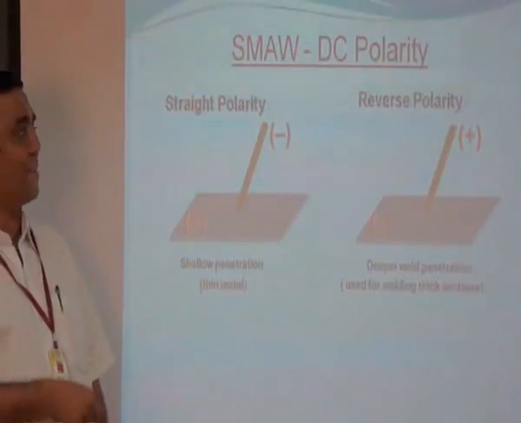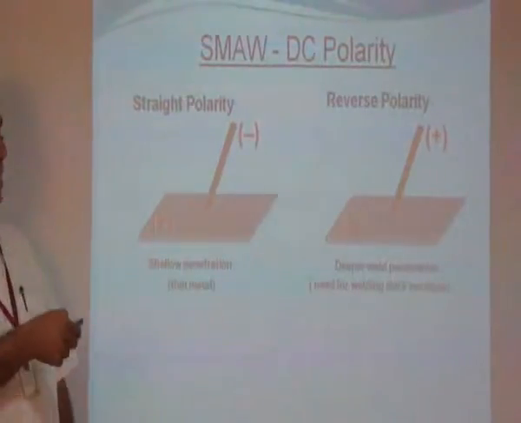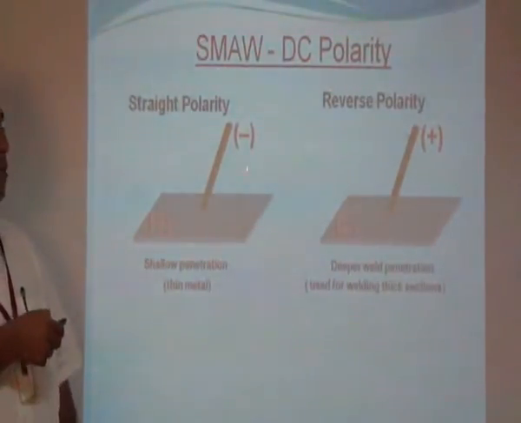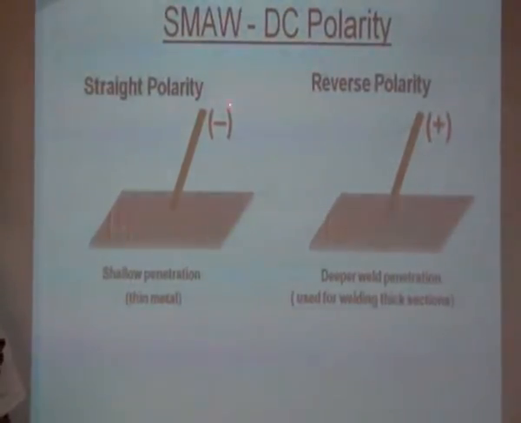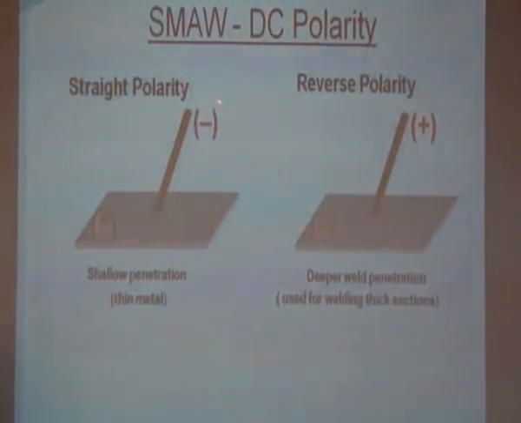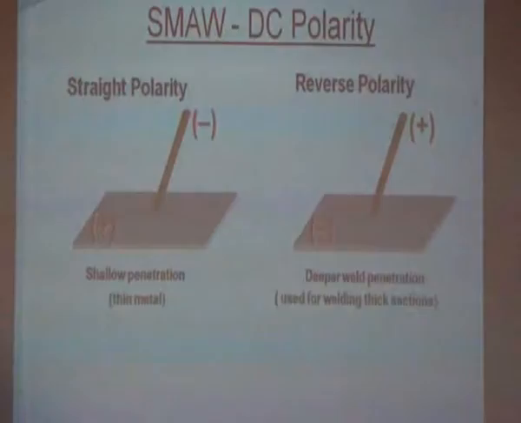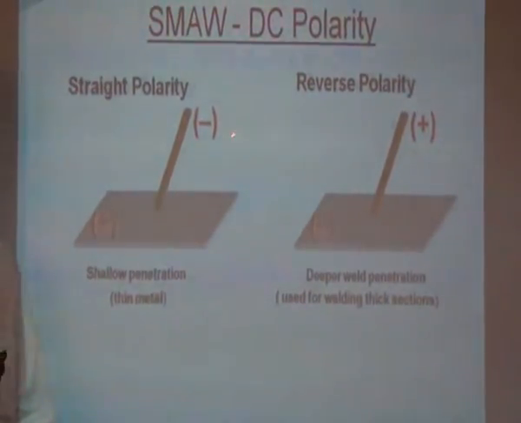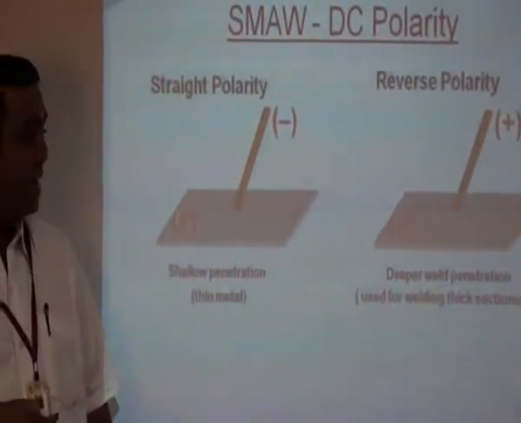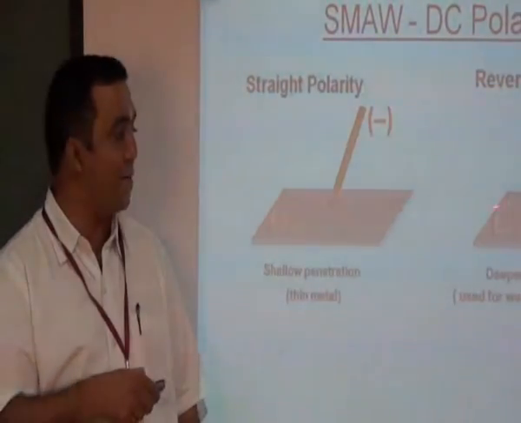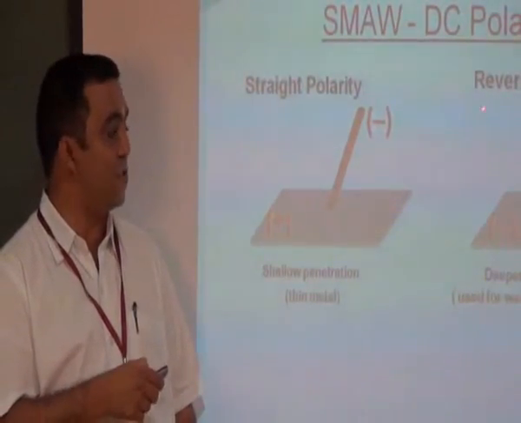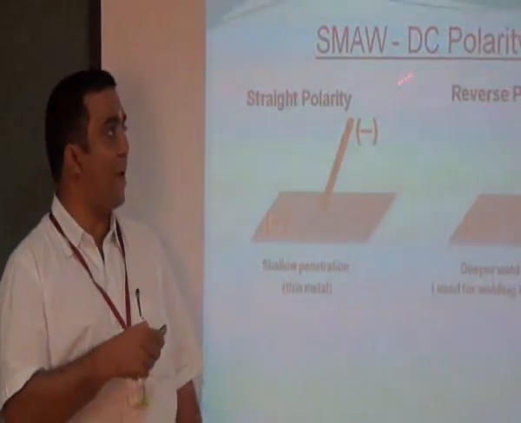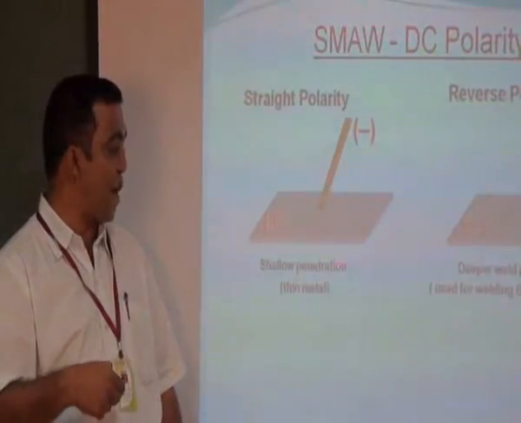Now you can connect this electrode and the workpiece either to the positive terminal of the electrical circuit or the negative terminal of the electrical circuit. If you connect the positive terminal to the base metal, then it is called straight polarity. And if you connect the negative terminal of this electrical circuit to the base metal, then it is called reverse polarity. Both the polarities can be used when you want to have a shallow penetration.